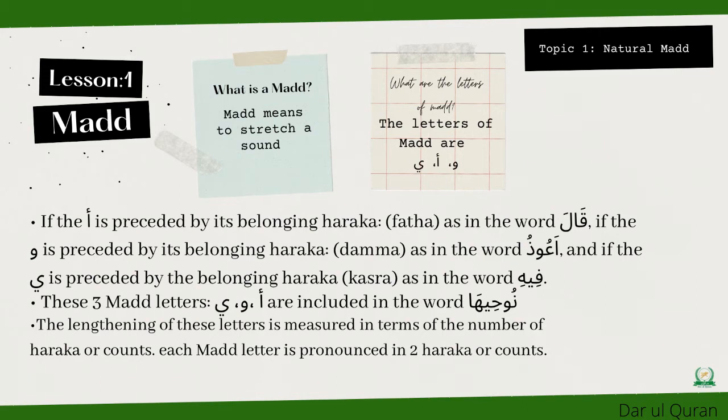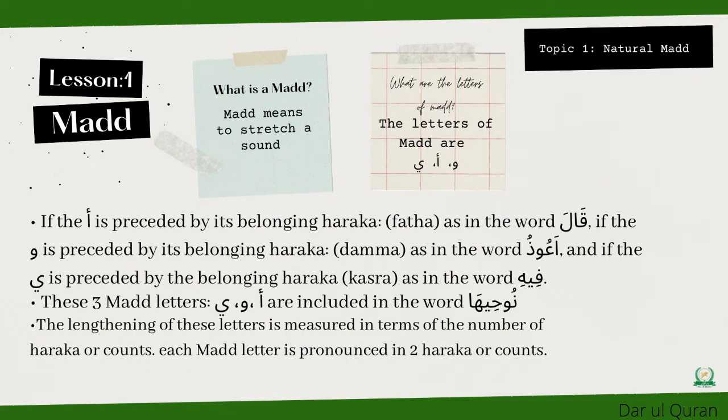So let's see the third mad letter. And if the ya is preceded by the belonging haraka, which is the kasra, as the word fihi, fihi. So the fa has the vowel sign, which is the kasra, and after the kasra we have the mad letter, which is the ya. So we are supposed to pronounce this as fihi with the 2 haraka stretch. So this is known as natural mad.